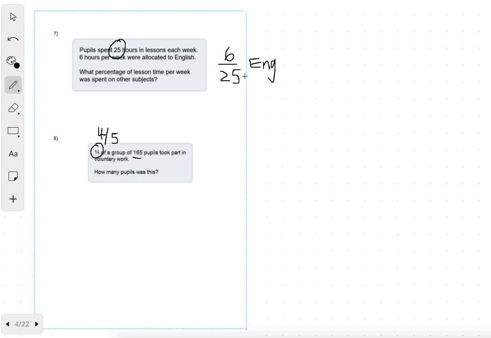So 2 different ways of doing that. You could either convert this to a percentage and then subtract from 100, or you could subtract the 6 from the 25 to get this fraction, and this is your other subjects. And then percentage, again you just do what we did in the earlier question. You just times top and bottom by 4.